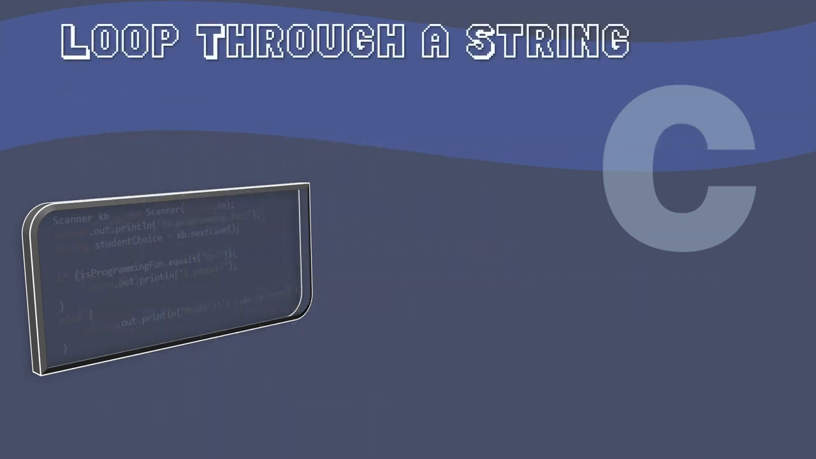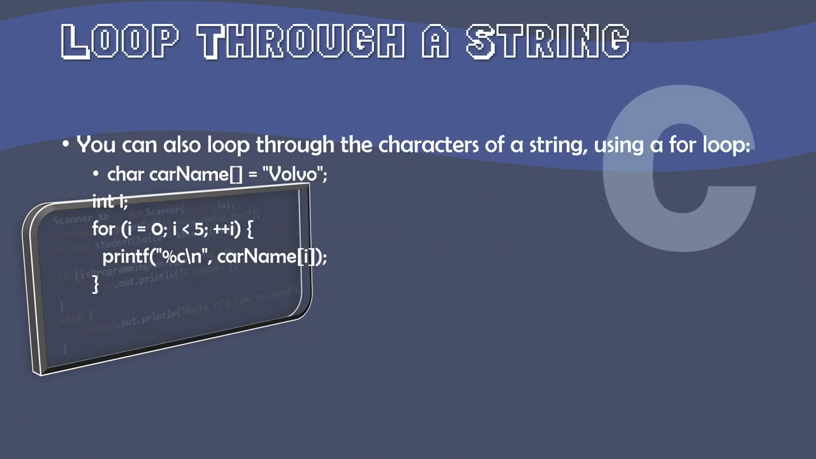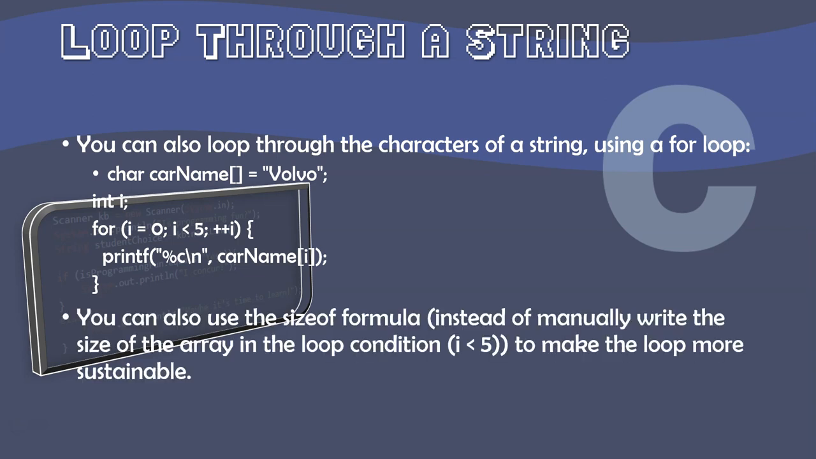If we want to loop through a string, we can do this using a for loop. We have seen this a little bit. So char carName equals "Volvo", int i, for i equals 0, i less than 5, i plus plus, printf("%c\n", carName[i]). What's it going to do? It's going to print out each of the characters on a new line. We can also use the sizeof formula instead of manually writing the array size into the loop condition to make this loop much more sustainable.